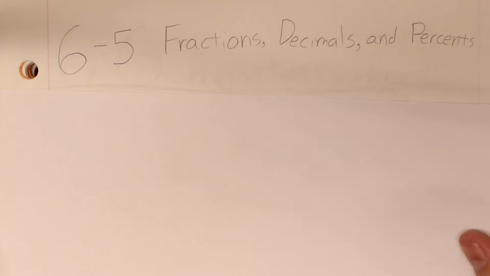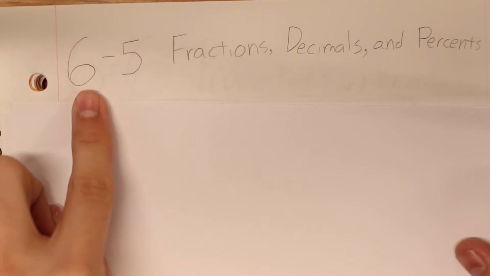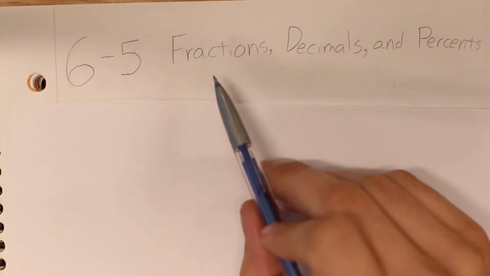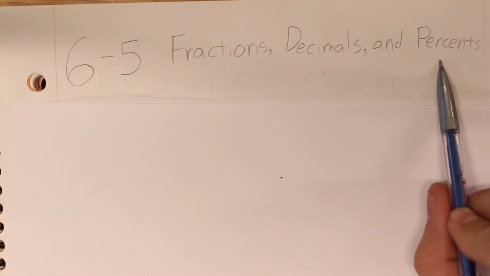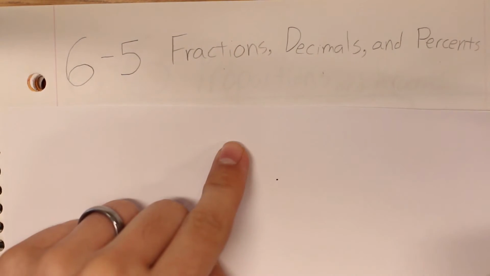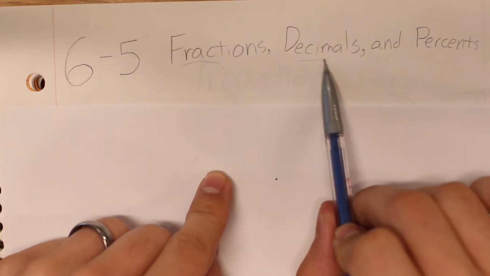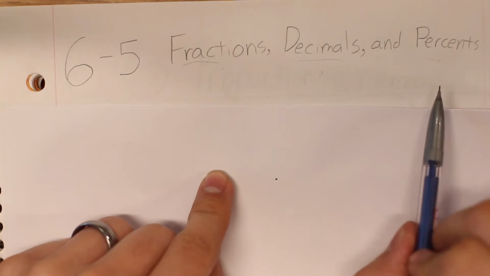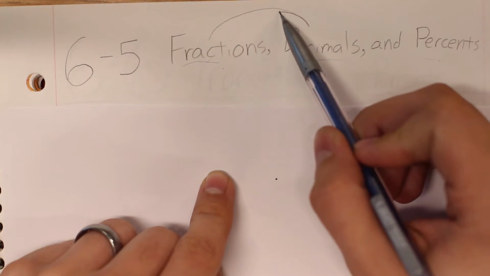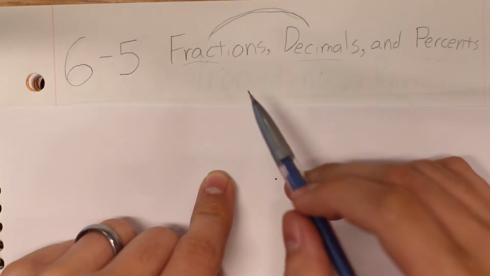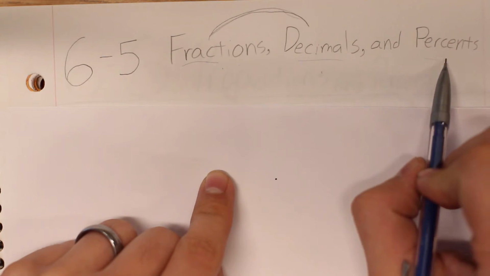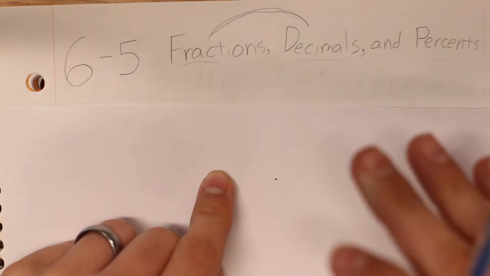Alright, today we're going to start out with chapter 6, section 5. We're looking at fractions, decimals, and percents. We're going to be looking at how to convert fractions, decimals, and percentages back and forth. You should already know how to convert fractions and decimals. We've covered that. That's kind of old. But we're going to take a look at mostly how to convert these two into percentages and how to convert a percentage into both of these.